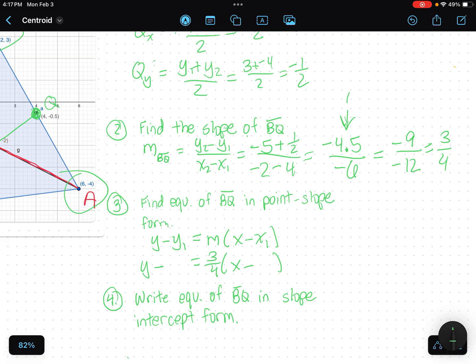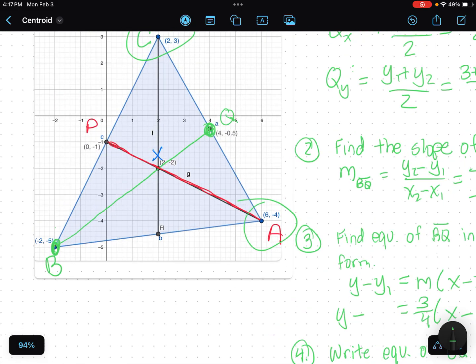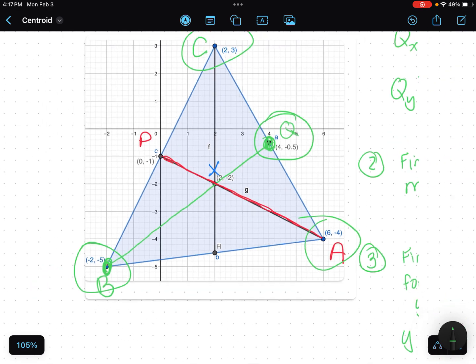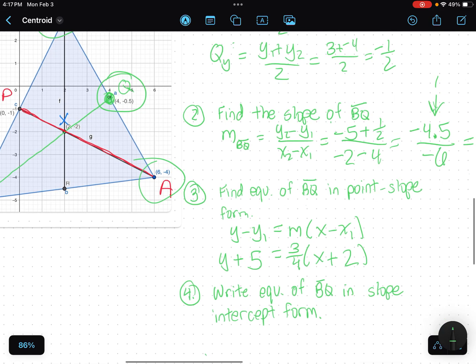So really, I just need to pick a point to substitute in for my x1, y1. I have a choice of 2, obviously. Remember, we're writing the equation of the green line BQ, so I can choose either Q, which has a decimal in there, so I'm not going to do that, or I could choose B, and that's the one I'll choose just because there are whole numbers. B is the coordinates negative 2, negative 5. So that's going to make this a plus 5 and this a plus 2. And that's my equation in point slope form.